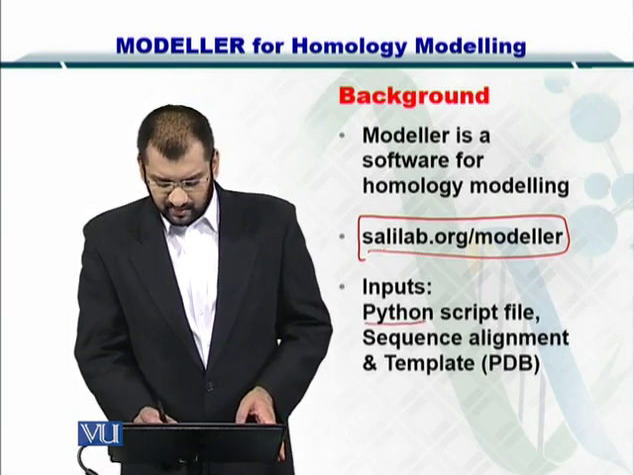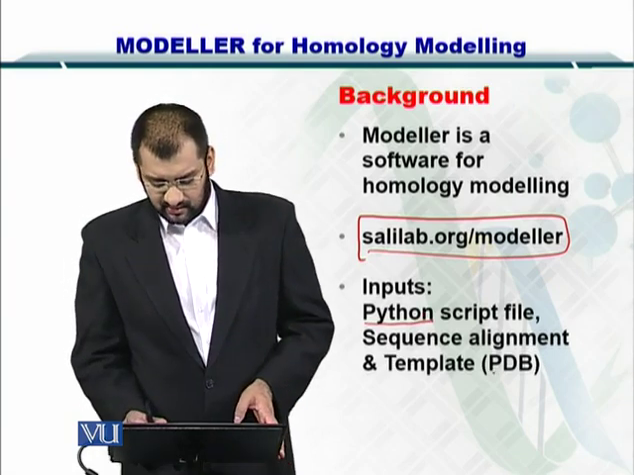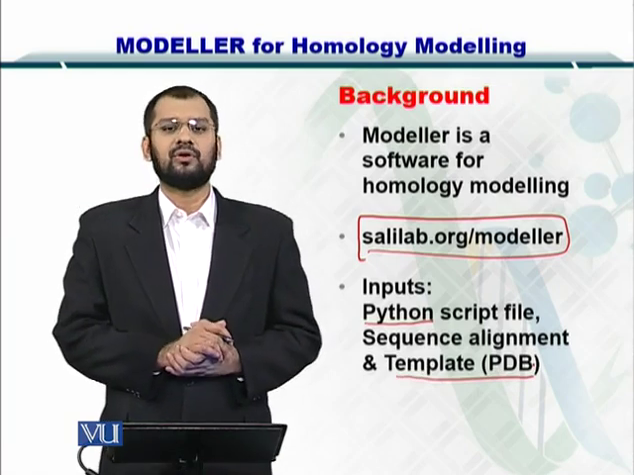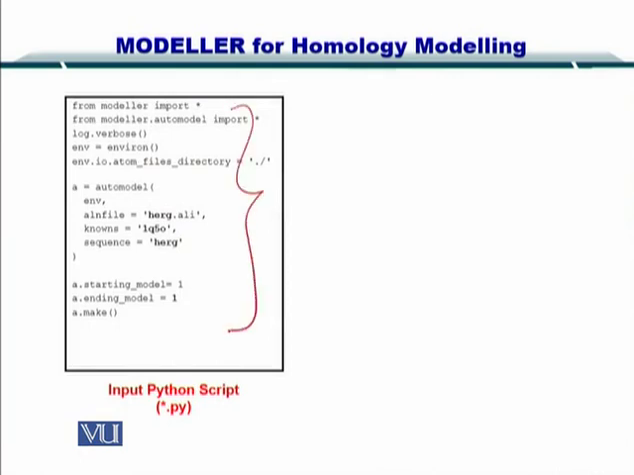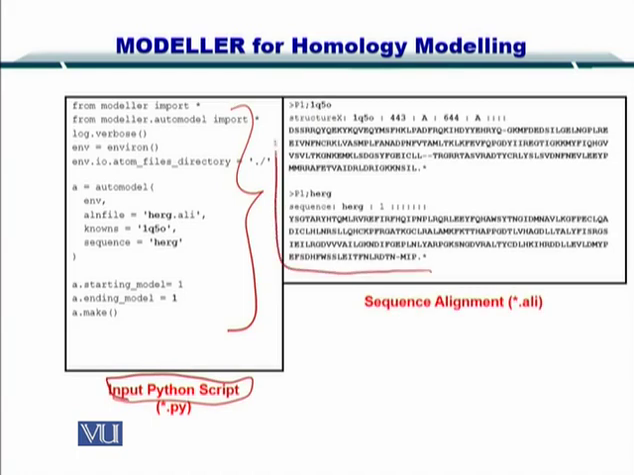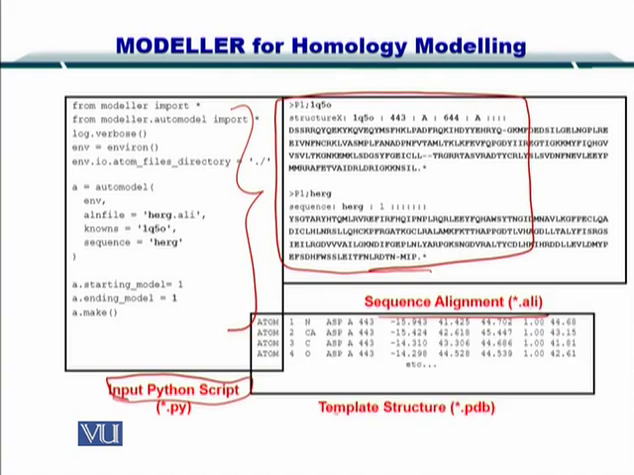So the two inputs are the Python script that you will write, and secondly, the structure of the templates or the PDB files for those proteins. To begin with, you have to write a Python script. This will be the input to Modeler, and then it will be followed by the sequences for various proteins and their alignments. So here is the ALI file or the sequence alignment file. Lastly, you have to input the PDB for the template. So here you go, as you can see, atom number 1, 2, 3, 4, alpha carbons, their coordinates are given here. So these are the three inputs that you provide to the Modeler software.